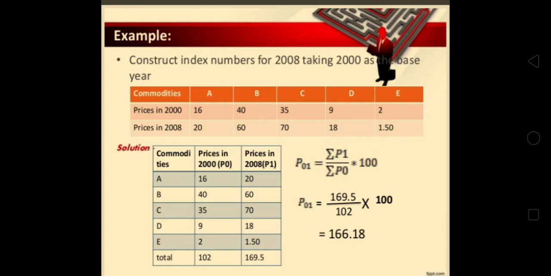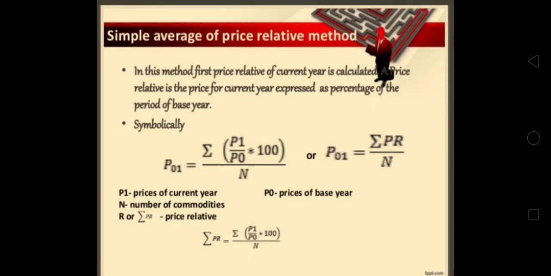Firstly you will convert the table into the solution. You can write it, take the sum of prices in 2002 and take the sum of prices in 2008, that is P0 and P1. Then you can apply the formula. 166.18 will be the price index number. It is very simple. Now the second one is simple average of price relatives.